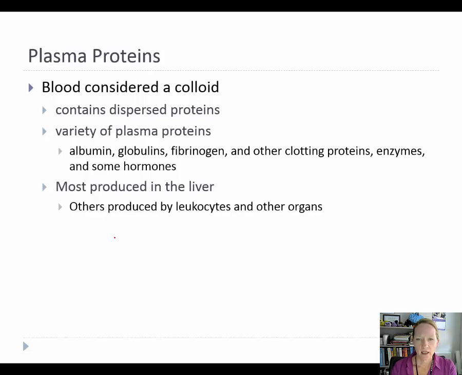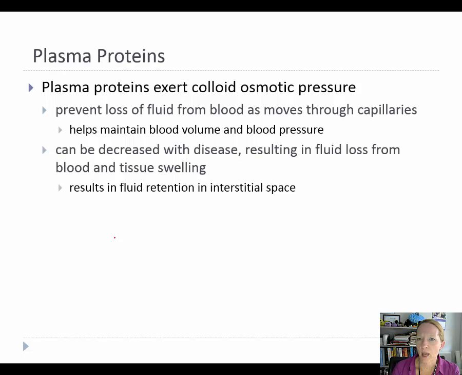liver. And the main thing that plasma proteins do is exert this colloid osmotic pressure. Osmotic pressure is basically making sure that fluid is balanced inside of the bloodstream. It makes sure that we don't lose fluid from the blood, or if we need to get fluid, then it can be reabsorbed. So it really helps maintain blood volume and blood pressure.